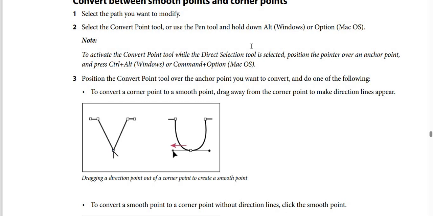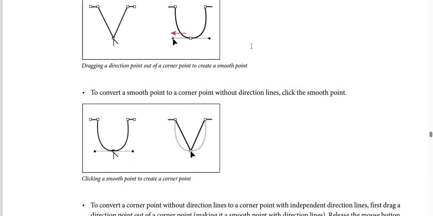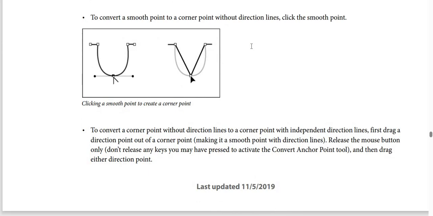Again, to convert a corner point to a smooth point, by the way, drag away from the corner point to make direction lines appear, like this screenshot now. This next screenshot now explains for you dragging a direction point out of a corner point to create a smooth point. And to convert a smooth point to a corner point without direction lines, click the smooth point, and clicking a smooth point creates a corner point.